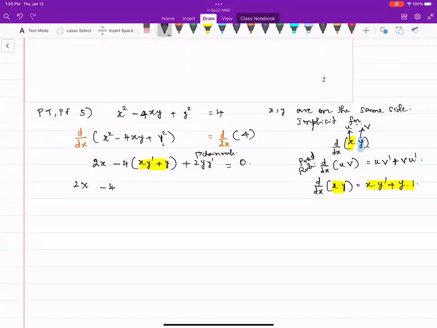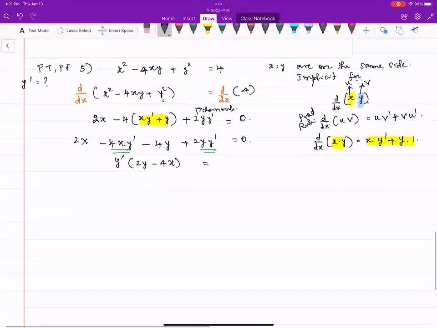So we have 2x minus 4x y prime minus 4y plus 2y y prime equal to 0. What are we trying to get? We are trying to find y prime. So keep the terms which have y prime on them on one side, writing the positive expression first and then the negative expression, then move the rest to the other side. If I move negative 4y to the other side, it becomes positive 4y. Positive 2x becomes negative 2x.